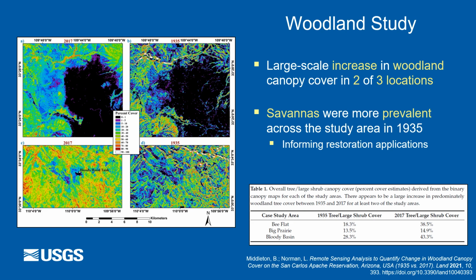So ultimately they observed large-scale increases of woodland canopy coverage in 2 of the 3 locations, and you can see that here in the table on the bottom. From about 18 to 38% in the B Flat location, 18.3 to 38.5, and from roughly 28 to 43% in the Bloody Basin area. So both of these areas experienced large-scale increases in woodland canopy coverage. In addition, savannas were also more prevalent across the study area in 1935. So overall, these results truly inform restoration applications, and we're able to learn about the landscape from 1935 using this imagery. So it's very useful.